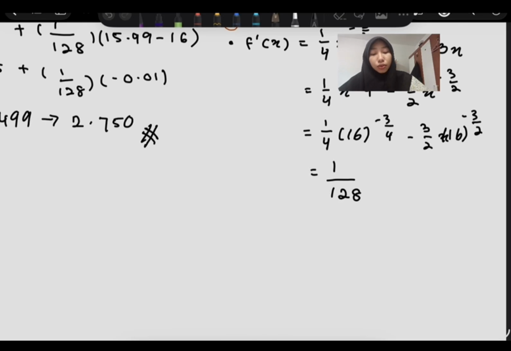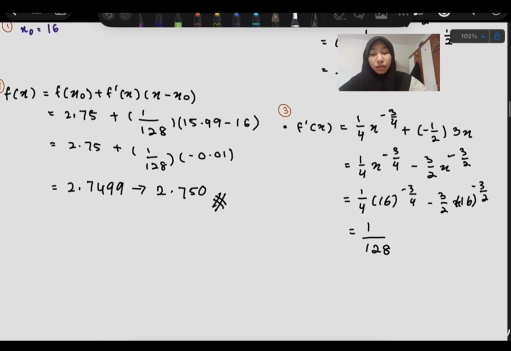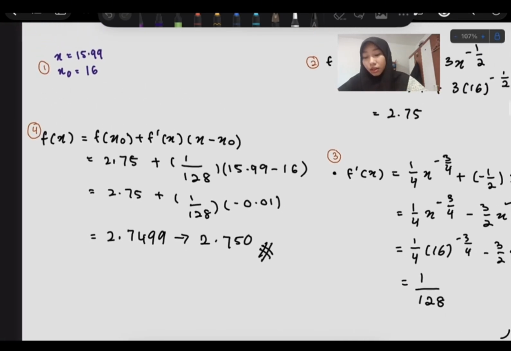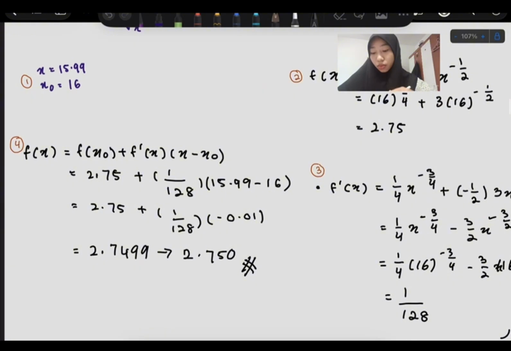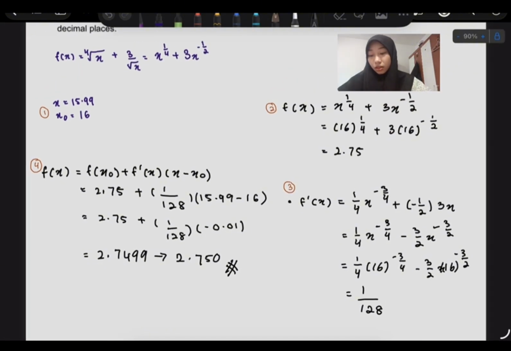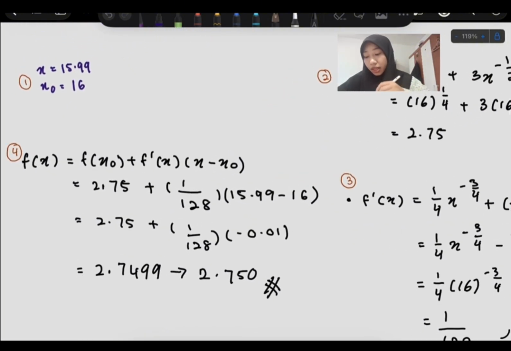So we are going to subtract, then we get 1 over 128. Therefore, these two values we are going to substitute in our defined function. For the formula for this, we can find it in the appendix. So this function is f(x) equal to f(x0) plus f prime of x0 times x minus x0.